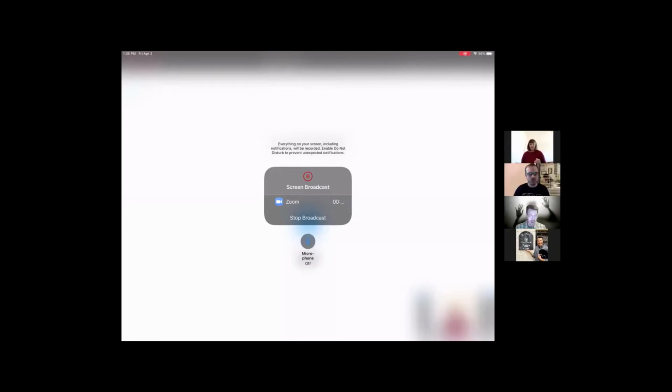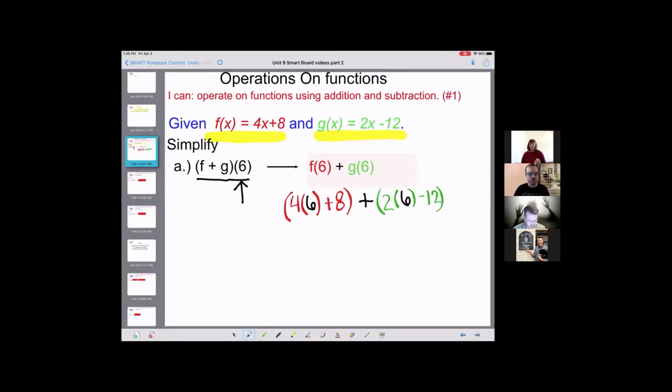So, how do I know this equals 32, Miss Johnson, but how do I write my answer? Because I'm not sure if that makes sense by itself. Well, we need to write the beginning statement, f plus g, remember that's in parentheses, of 6 equals 32. We have our input and our output. So it's saying if I take the function f plus the function g and input 6, I will get 32. Cool.